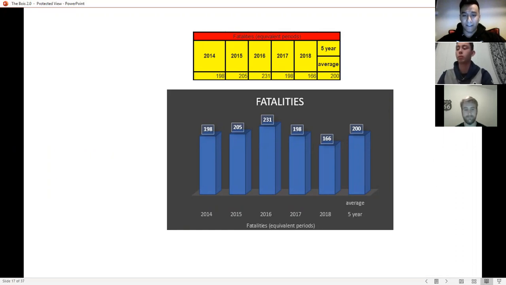But this is a 5-year graph. So if we look to our left in 2014, we had 198 fatalities, and we move up to 2015 and the number actually goes up to 205. So what's more important here is to keep statistics of these graphs and calculate how many fatalities happened in 2019 and 2020, and that will give us a better answer on whether we are using good safety regulations or safety policies.